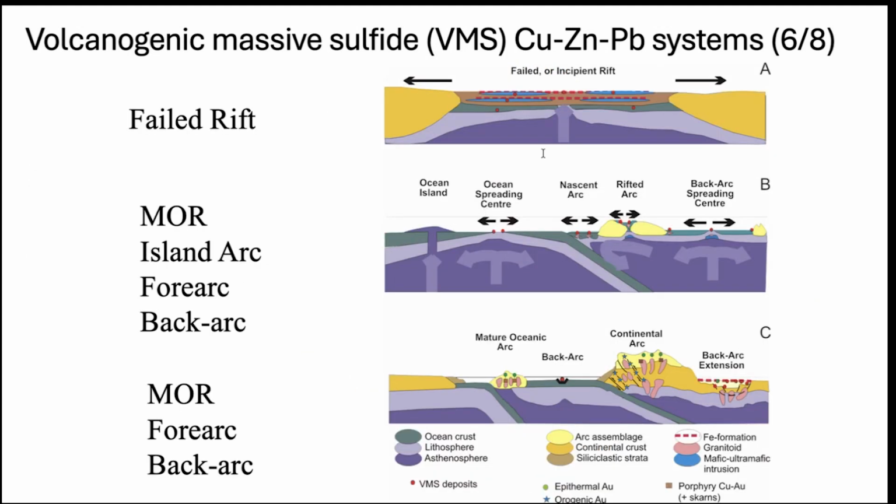So where do we find VMS deposits? We find them in failed rifts. We find them in island arcs, rifted arcs, in back arc spreading, maybe in the fore arc, and at mid-ocean ridge spreading centers. And then on continental systems, again, in the back arc. Fundamentally, what we need is heat and seawater.